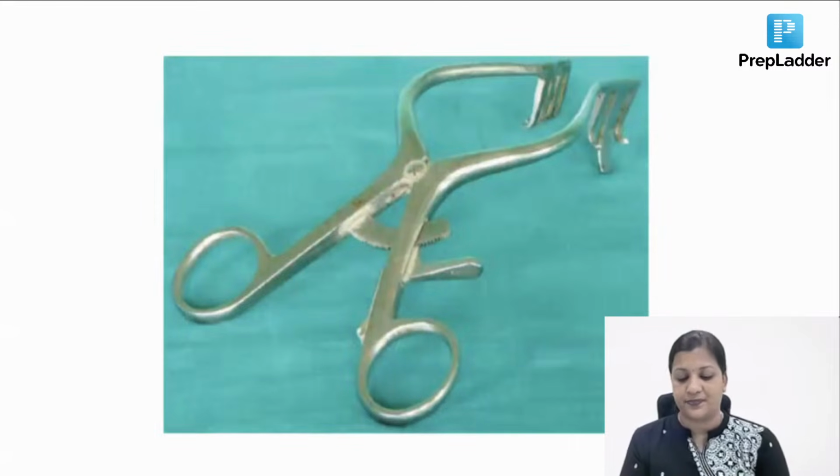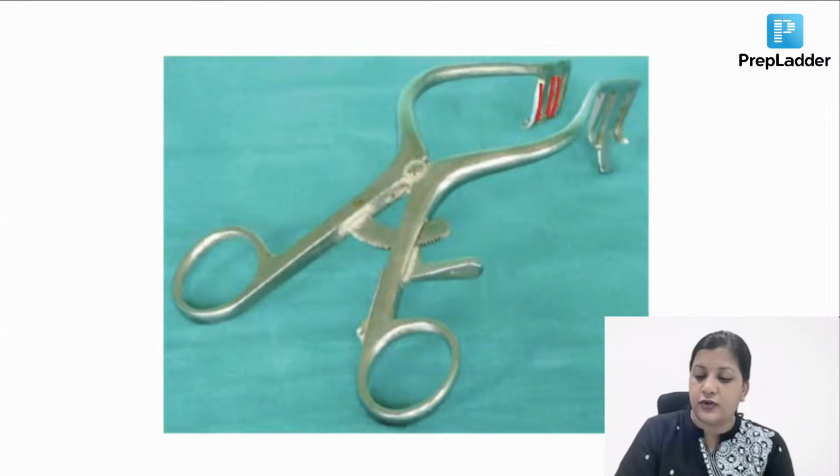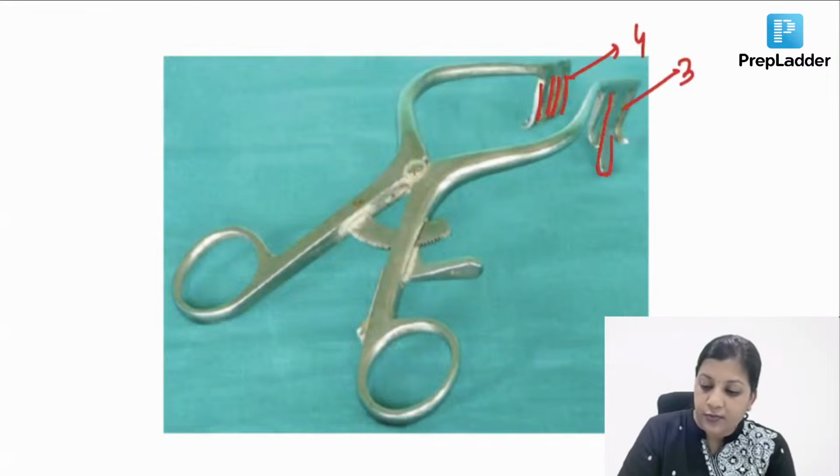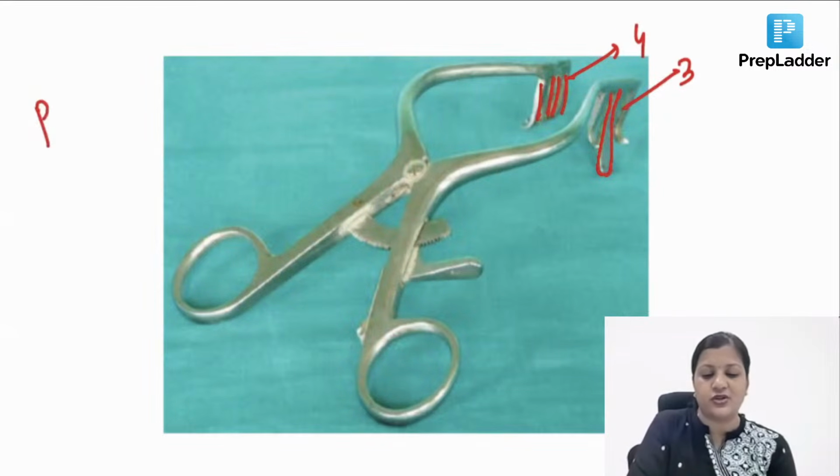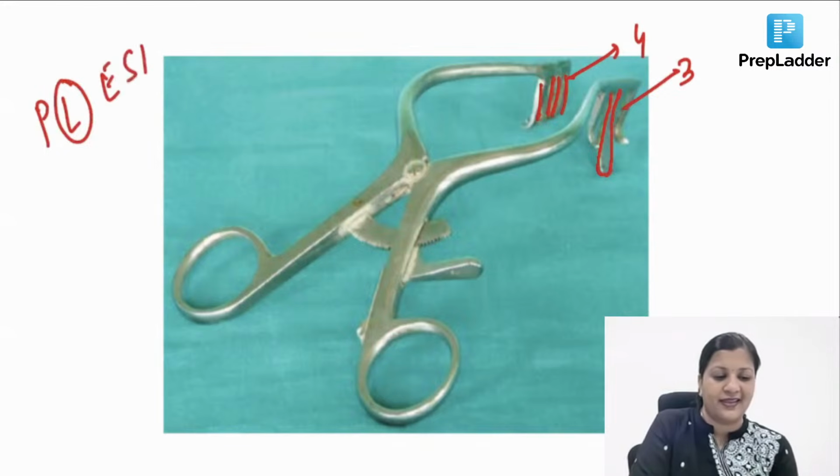Now identify. I have given the description. I'm showing you the image. You see 1, 2, 3, 4 on one side, 3 on another side, but one prong is longer. What is this retractor? I've told you longer. What should be the name? Yes, it is your Plester's retractor.